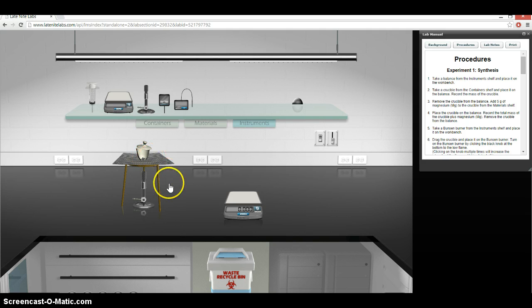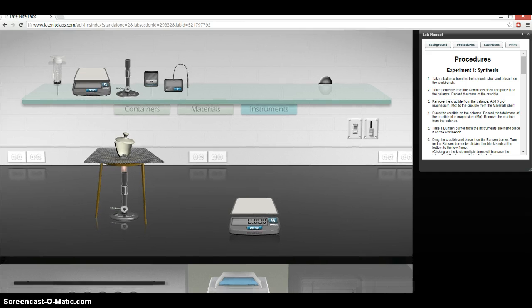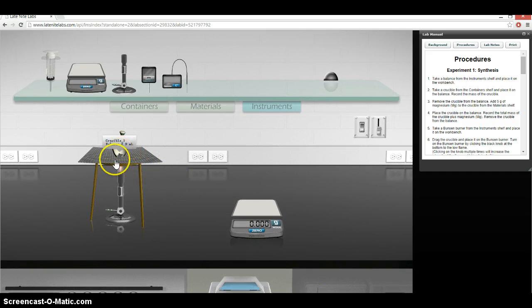Now we're going to start the reaction by clicking the black knob here once. Now we're going to wait for 1 minute to let the reaction occur. But what we'll do in the meantime is zoom in to observe the reaction. Now the color of magnesium looks gray here, but the actual color of magnesium is silvery white. So let's assume it's silvery white for now.